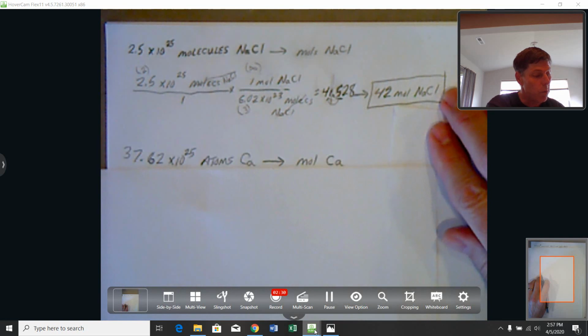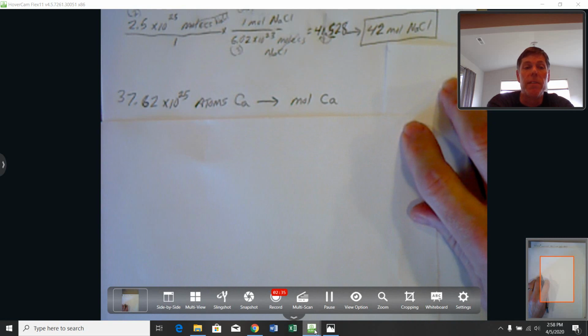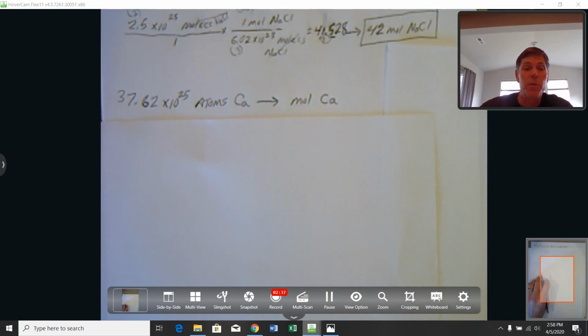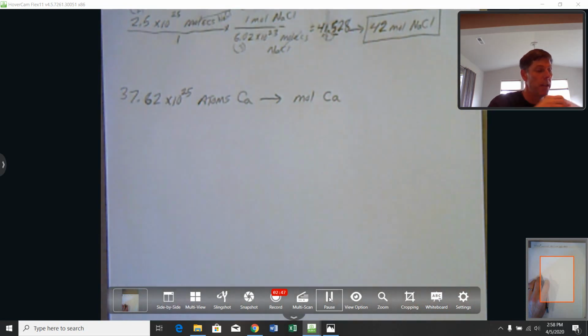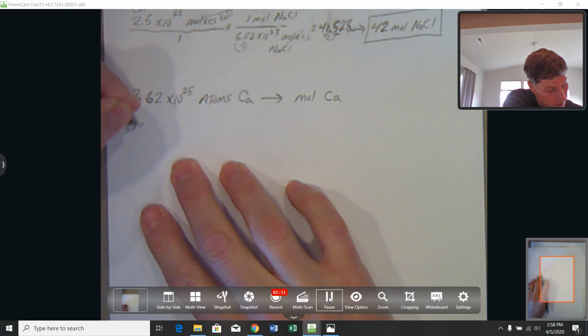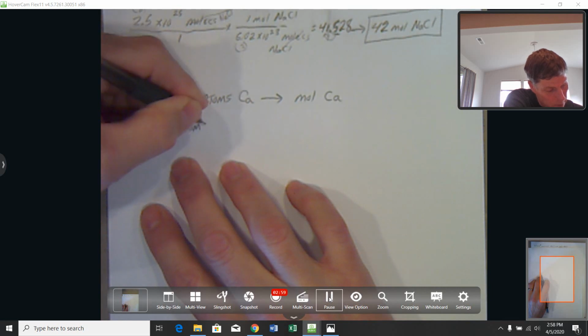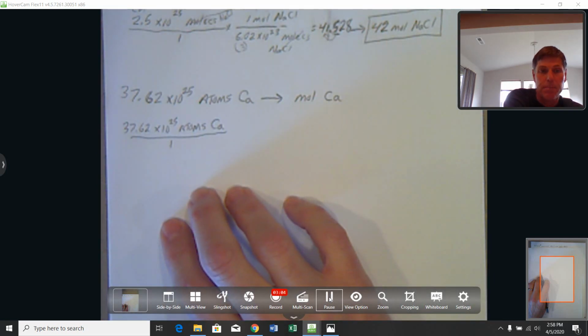Now if we go on to the next one, another example, in this case, we have 37.62 times 10 to the 25th atoms of Ca, and we're going to go into moles of Ca. So with that, walking this one through, just like we did the last one, this one will go together. We're going to write down 37.62 times 10 to the 25th atoms of Ca. Remember, that first number you always put over 1. That way nothing else can go there.